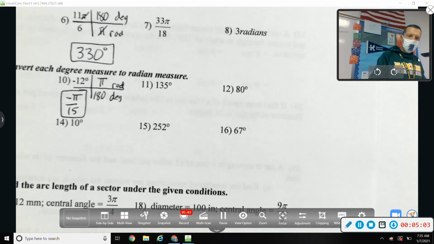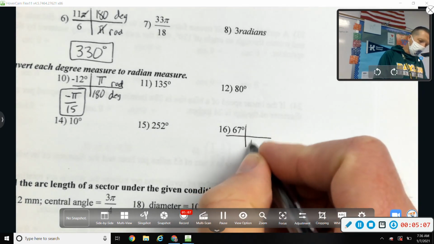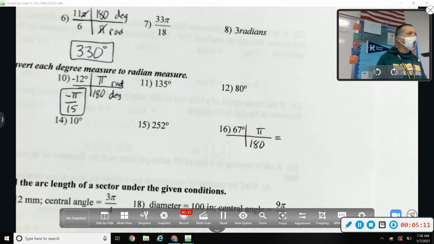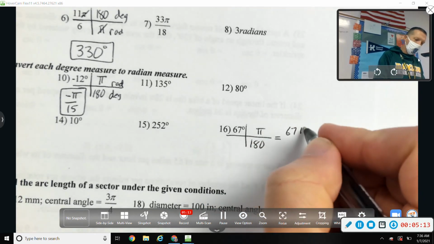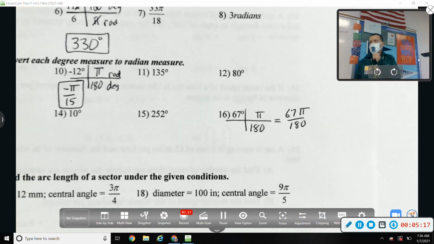For number 16, is there really anything you can do, I guess, is the question. And I think the answer would be no. You'd be stuck with 67 pi over 180. Once we get into these, we're going to hit more familiar angles that will reduce to simpler things. But right now we want to get used to all of them, and then we'll sort of narrow it down to the ones we want to deal with.